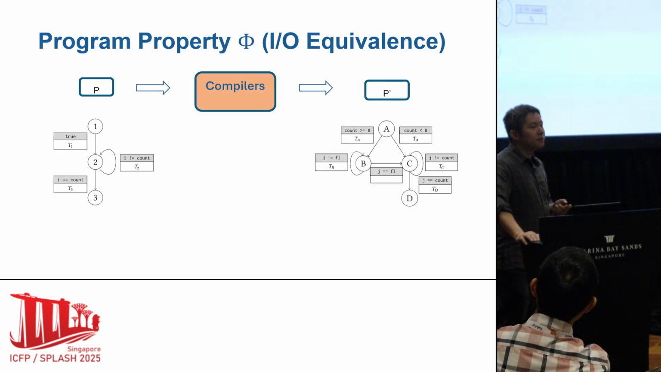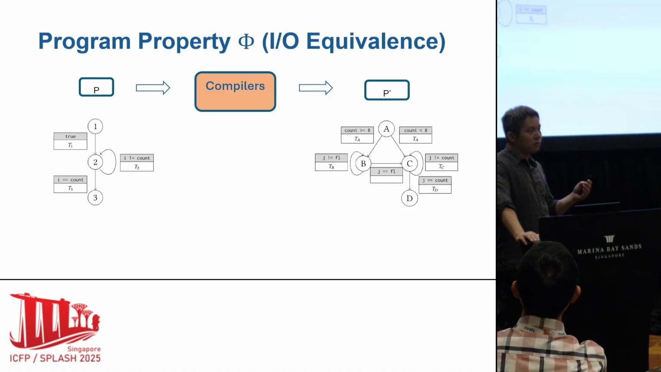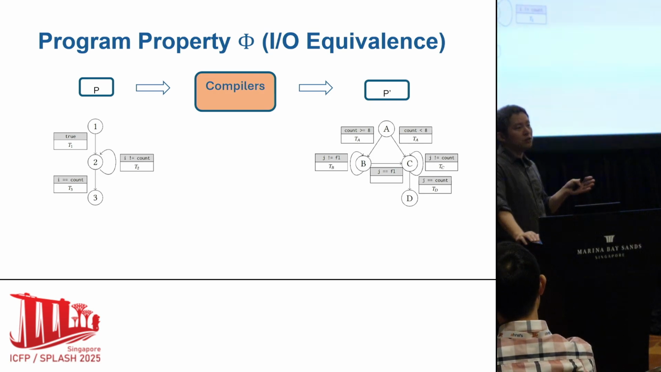Okay, and we want to make sure that the 2 programs are equivalent, and if they are straight line programs, we can use translation validation to check the equivalence of the 2 programs.